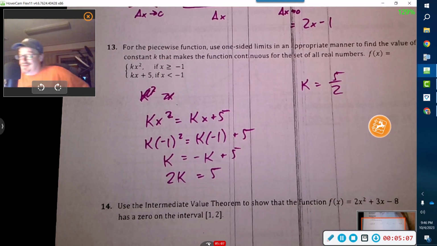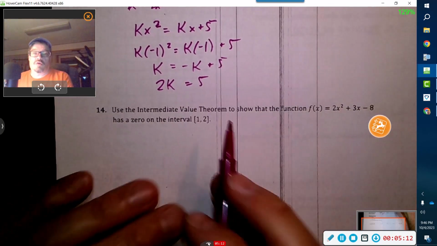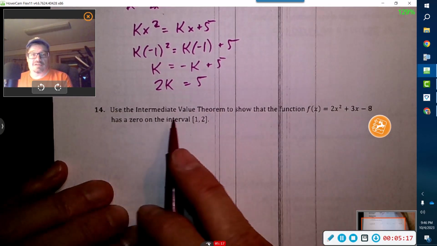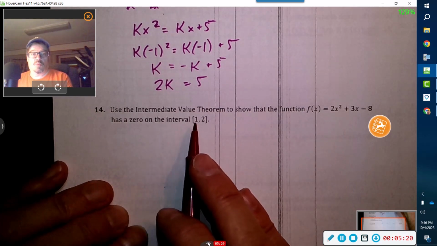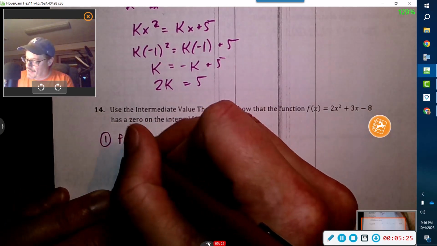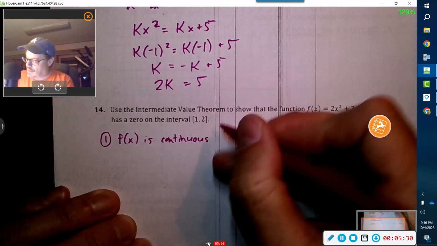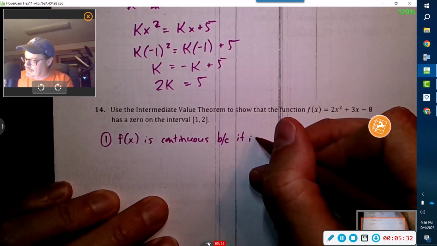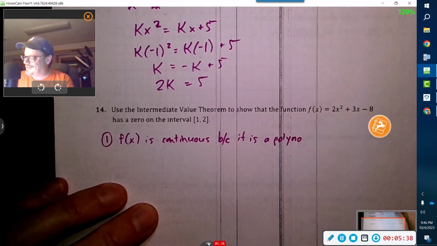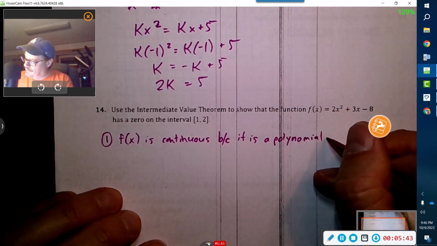All right. So now, 14 does say use the intermediate value theorem. We're going to show that this function here, which is a quadratic, has a 0 on the interval 1 to 2. So, number 1, f of x is continuous because it is a polynomial. If you said quadratic, it's the same thing. Quadratic is a subset of the polynomials. So there we go.